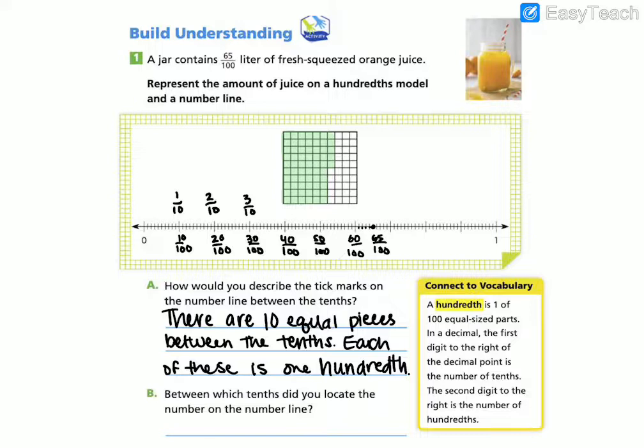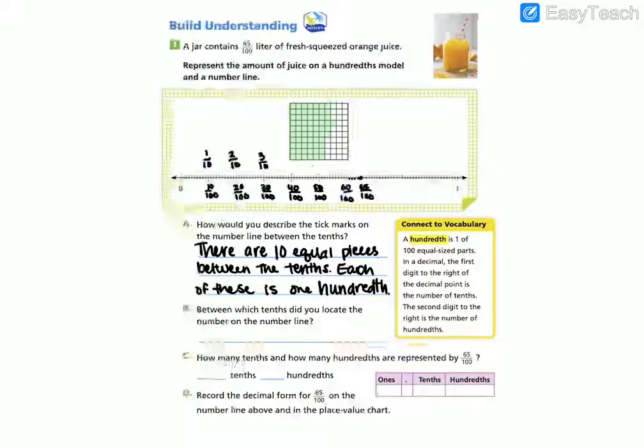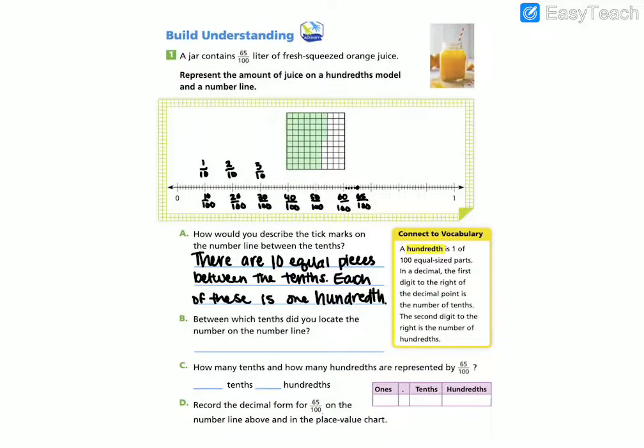Right. So we know a hundredth is one of 100 equal sized parts. In a decimal, the first digit to the right of the decimal point is tenths. The second digit to the right is the number of hundredths. So between which tenths did we locate our number on the number line? Well, we had our 60 hundredths, or 6/10. The next one would be 70 hundredths, or 7/10. So between 6 and 7/10.